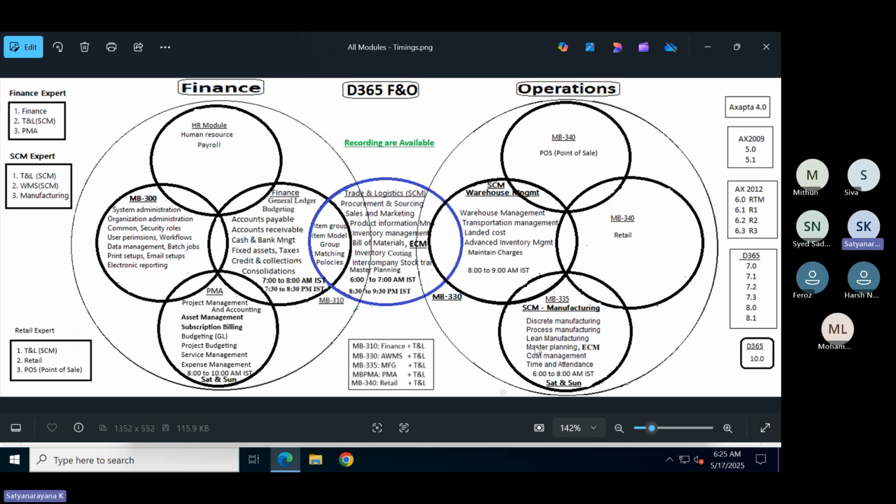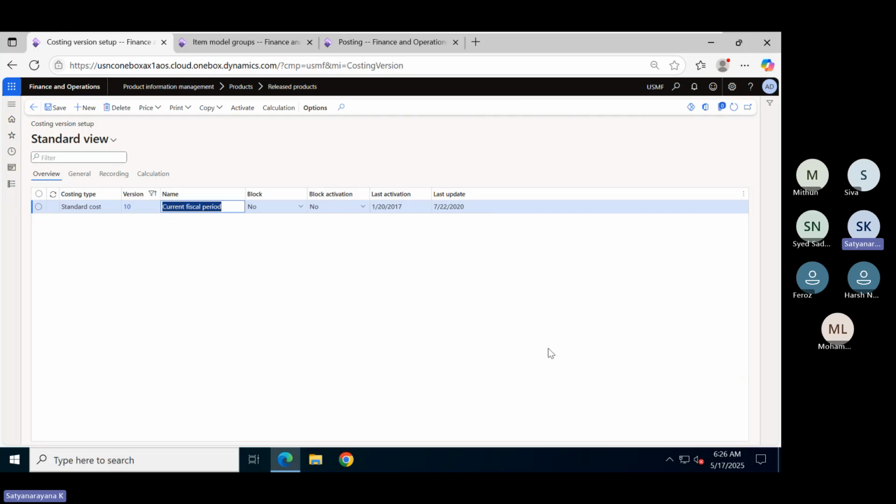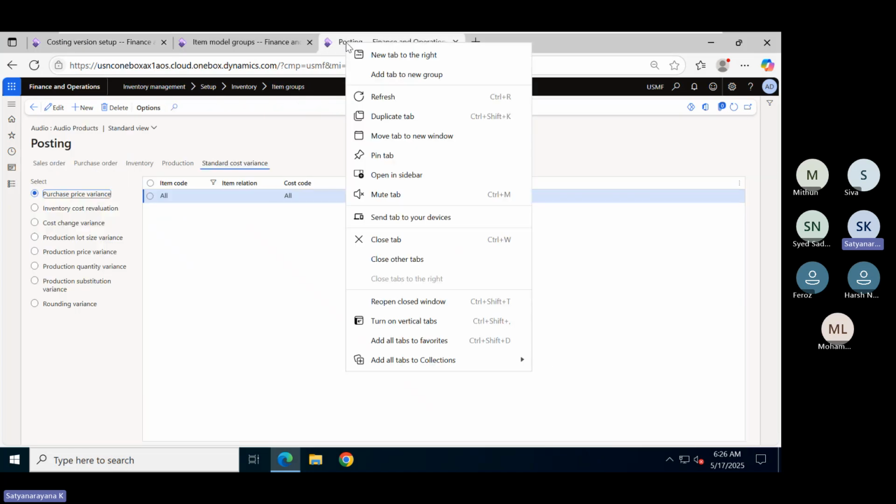Then master planning. In master planning, I'm going to teach you planning optimization also. Earlier batches I have not explained, but planning optimization I can teach, but I cannot show in the system, because in the demo system it is not there. Planning optimization is a new function. What does planning optimization mean? Let me show you.